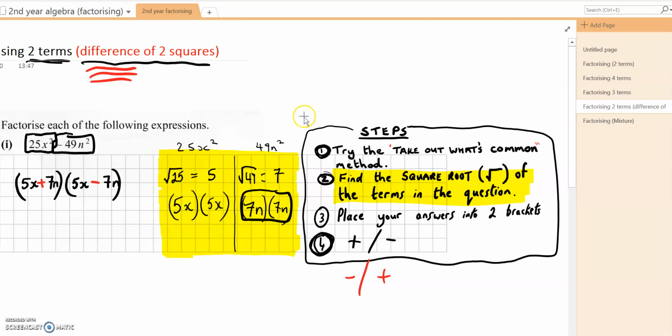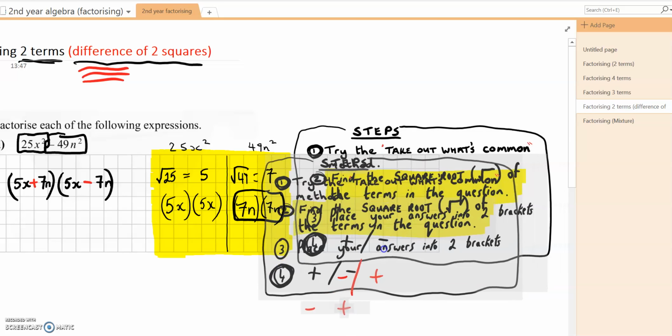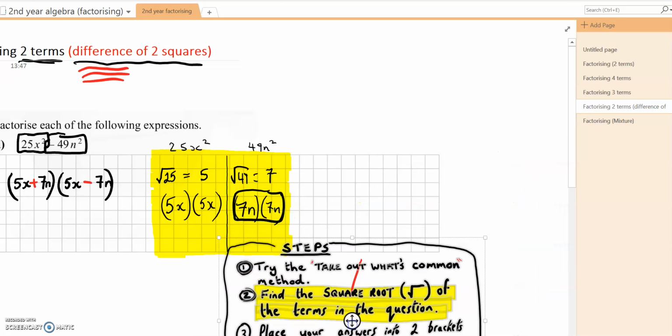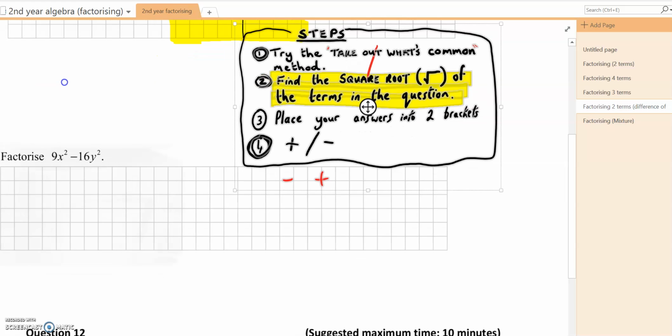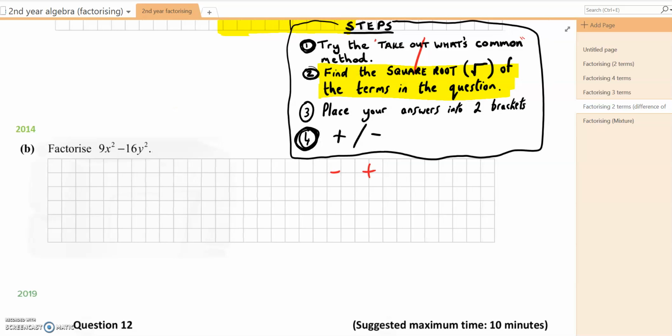We should try another one. Let's move our steps down so that we can try this next question. It came up in 2014. So if we do step 1, try the take out what's common method. What's common here? Is there a common number? No, the only common number is 1. So again, it's not going to work. So now we know that it's a difference of two squares question, so we jump straight to number 2. You find the root of each term that's in the question.